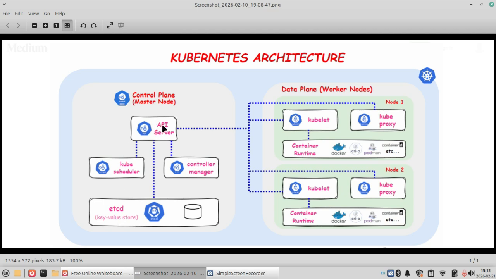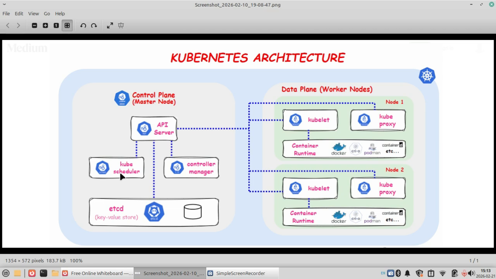All right. So what is the kube scheduler? So the scheduler answers one very important question. On which worker node should this pod run? This is the major job of the kube scheduler. When you create a pod or a deployment, Kubernetes creates a pod object. At that moment, the pod has no node assigned.